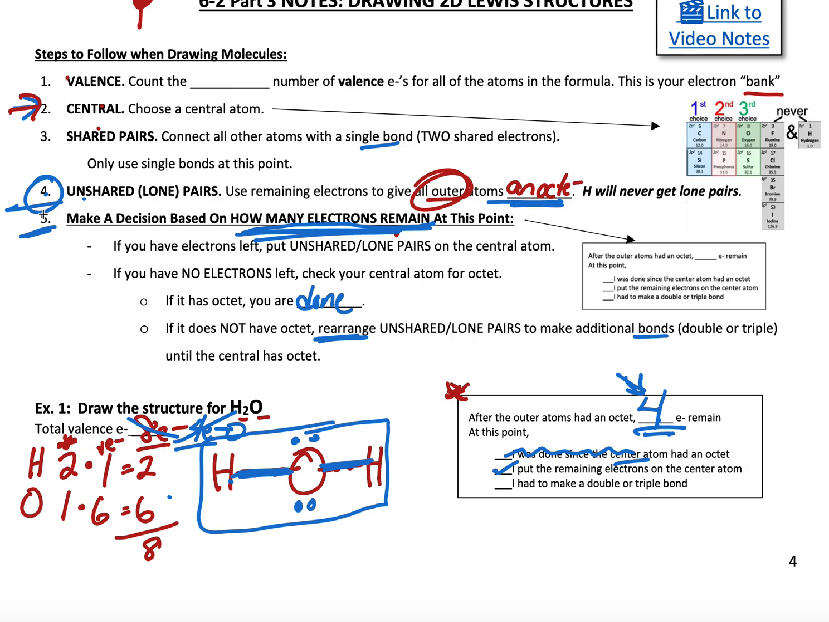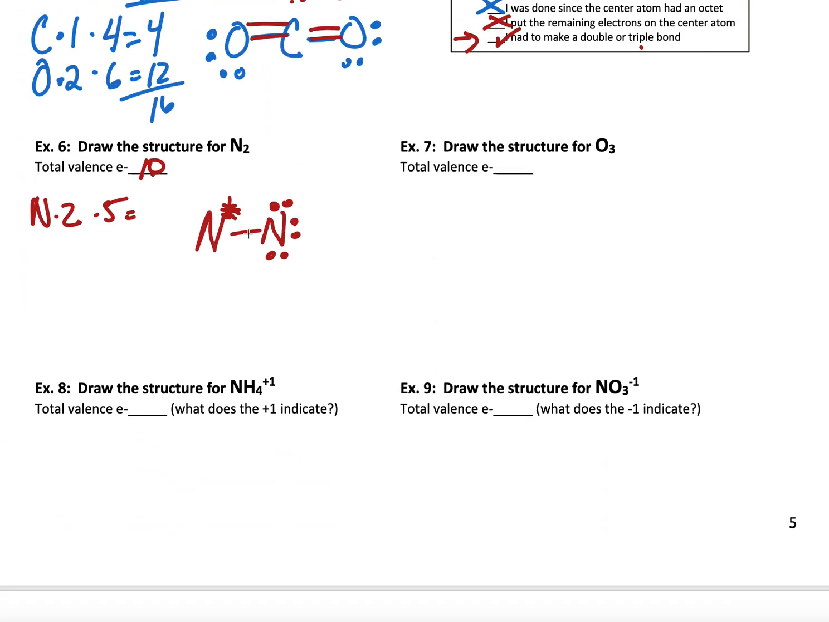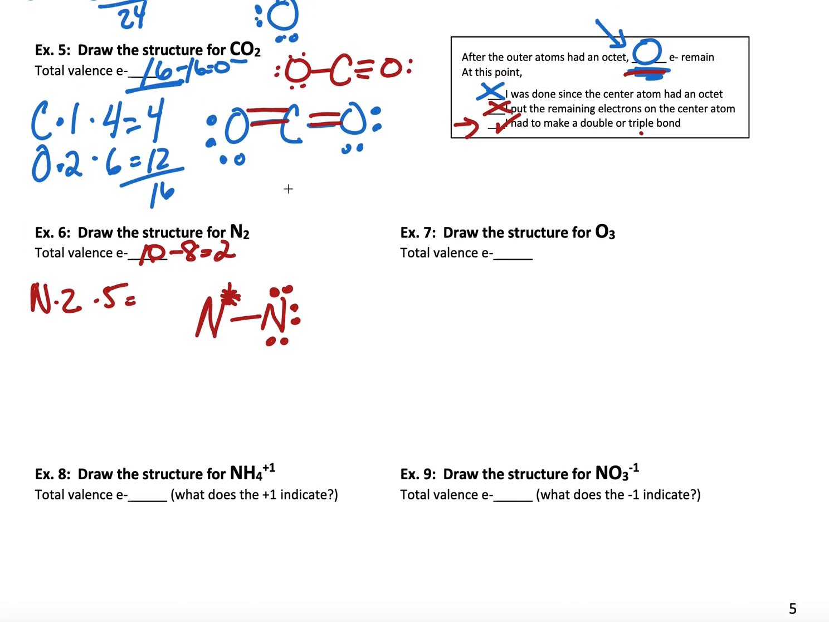Now we continue on just like normal. Make a decision based on how many electrons remain. So let's go back. How many electrons remain? There's 2 in the bond plus 2, 2, 2. So we've used 8. We had 10. 10 minus 8 gives us 2 left. So what do we do when there's 2 left? Let's use this box up here. I'm going to erase this stuff.